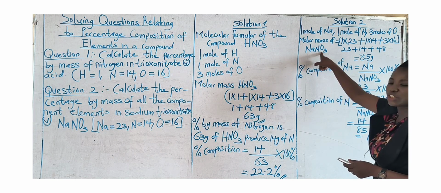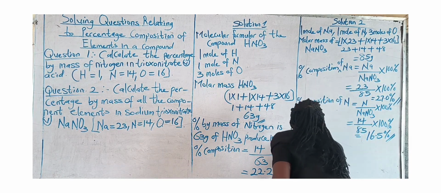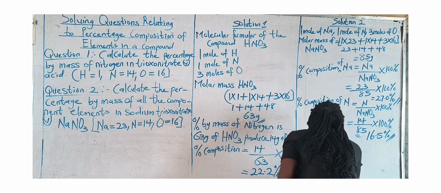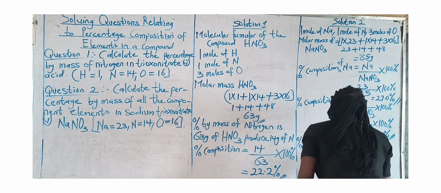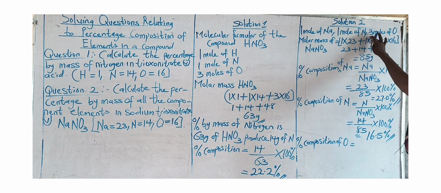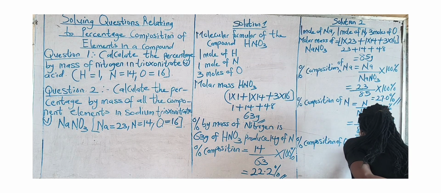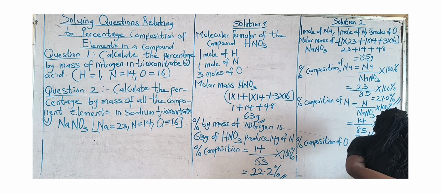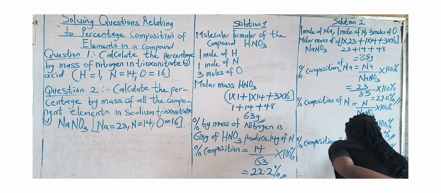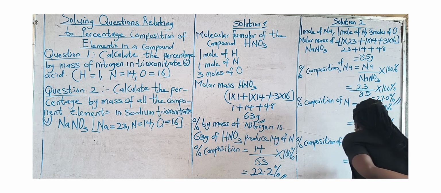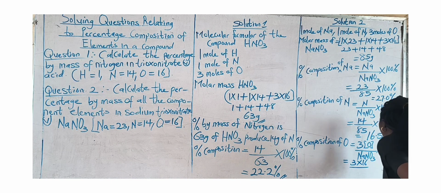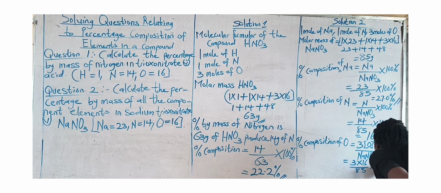Which other element remains in the compound? What remains now is oxygen. So that will be percentage composition of oxygen. And mind you, the mole of oxygen is 3. That is 3 into bracket O over NaNO3 multiplied by 100%. That's a percentage. So what do we have? The 3 multiplied by our oxygen, which is 16, over the total 85, multiplied by 100%.